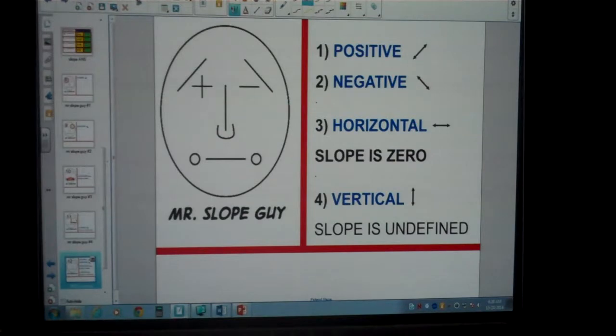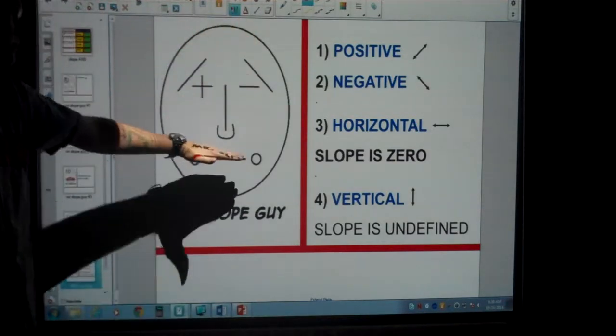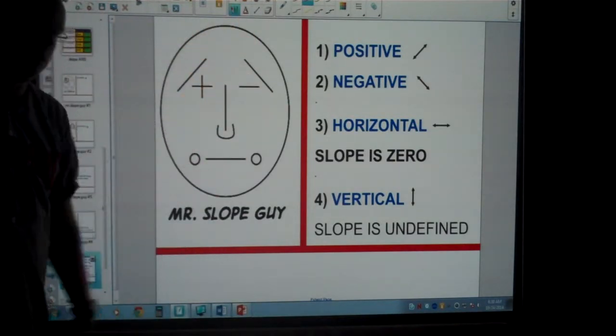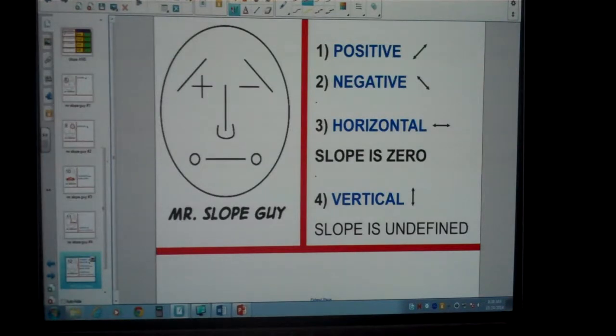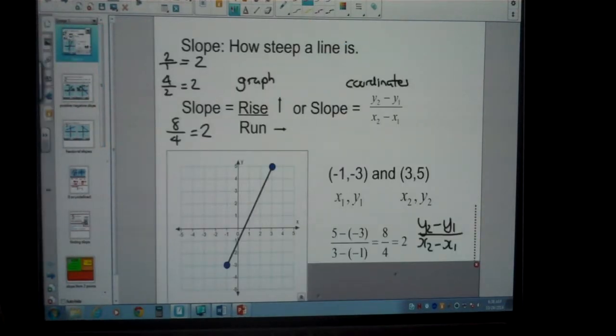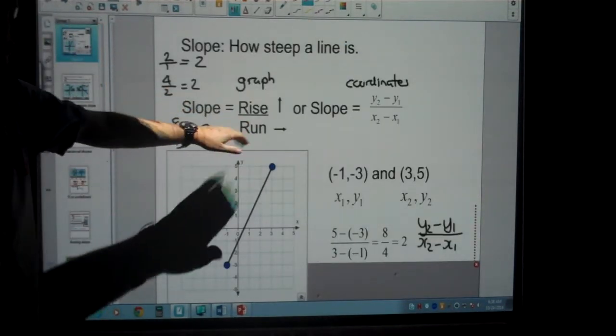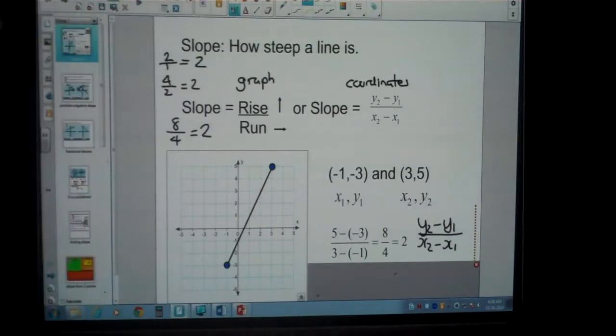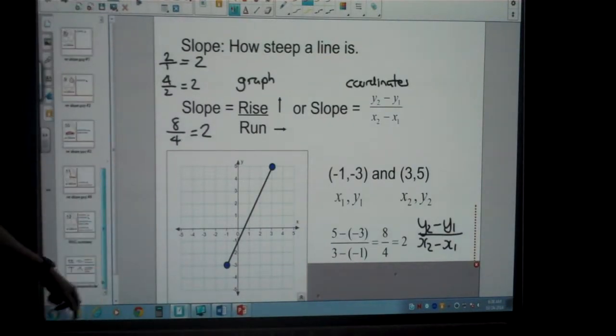But try and learn the positive, the negative, the horizontal slope is 0 and the vertical slope is undefined as quickly as you can. And also at the same time, make sure that you learn those 2 formulas from our front sheet. So slope is rise over run, but also y2 minus y1 over x2 minus x1.